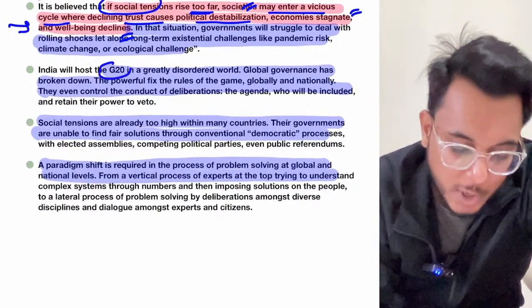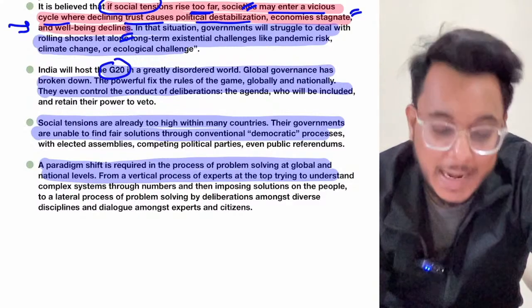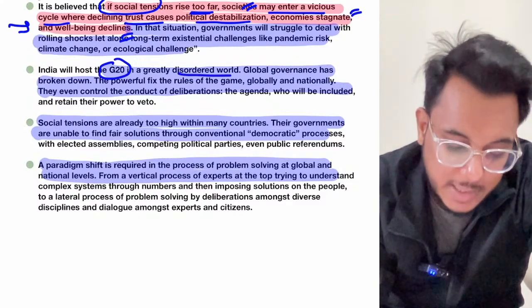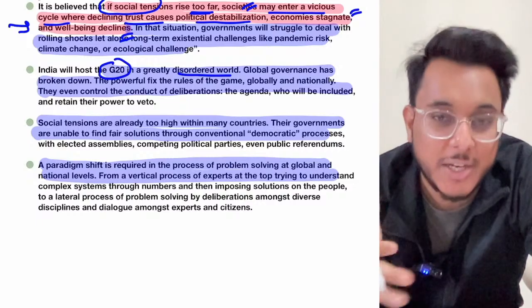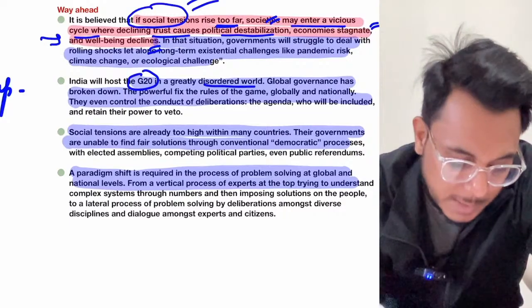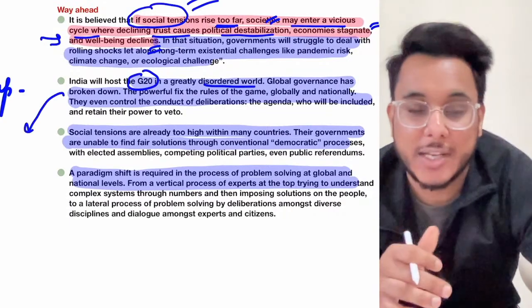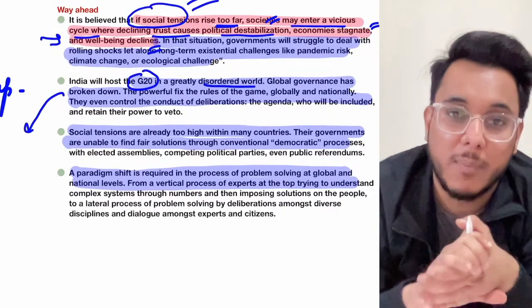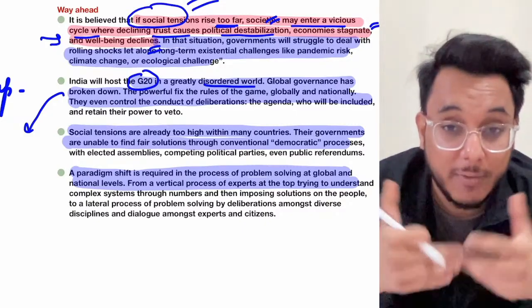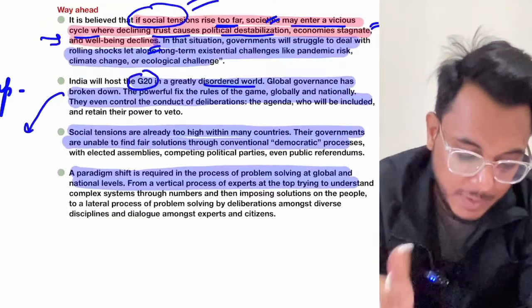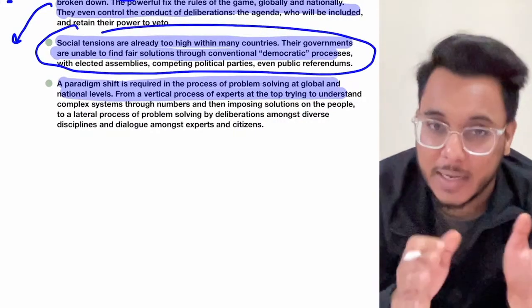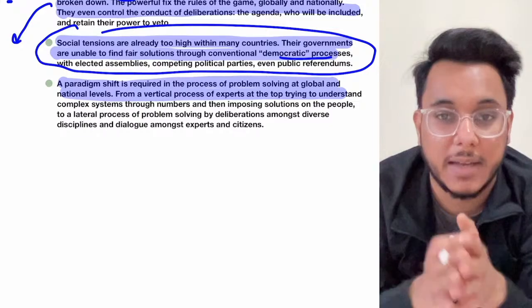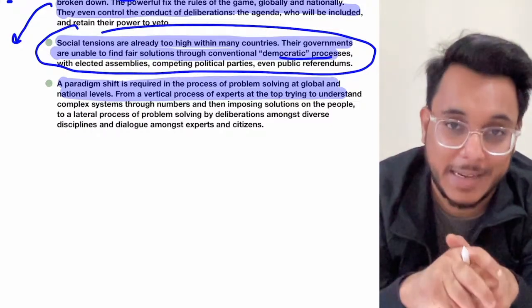Right now India is going to host the G20 World Summit, and this G20 Summit is being hosted in a disorderly world. Right now the global institutions, global cooperation, everything has broken, and in this scenario we need to bring some kind of monumental changes. So therefore there is a need for a big leap. Today the social tensions are already high in the country, in all the countries. The democratic processes have declined.